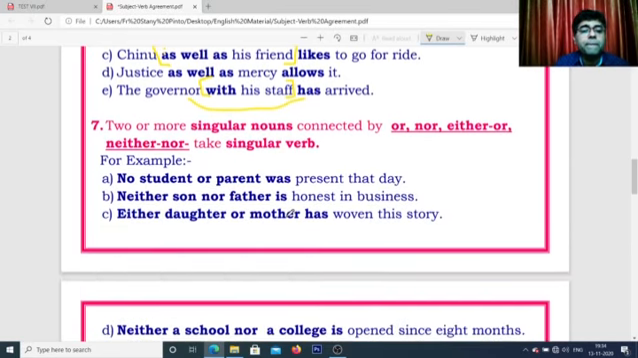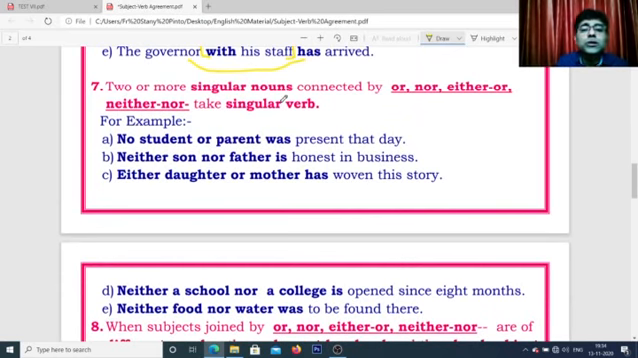Please understand. Two or more singular nouns connected by "or," "nor," "either...or," "neither...nor" take a singular verb. It means wherever you find "either...or" or "neither...nor," you have to use a singular verb. For example, no student or parent was present that day. Okay, no student or parent was present today.